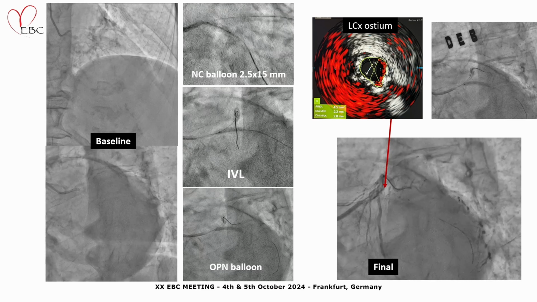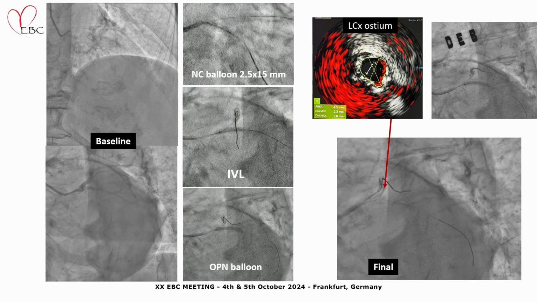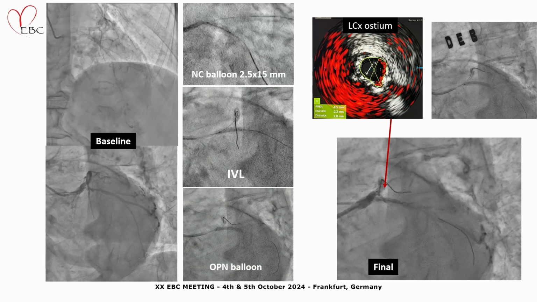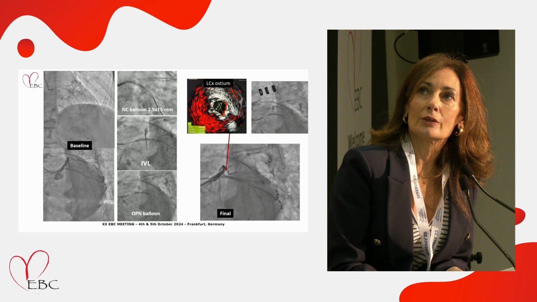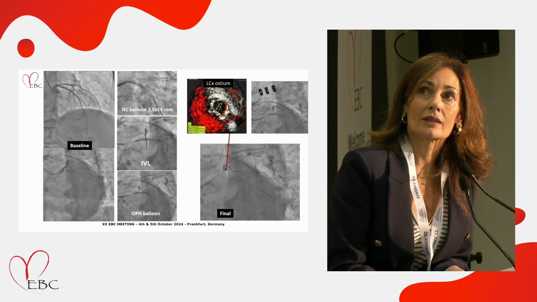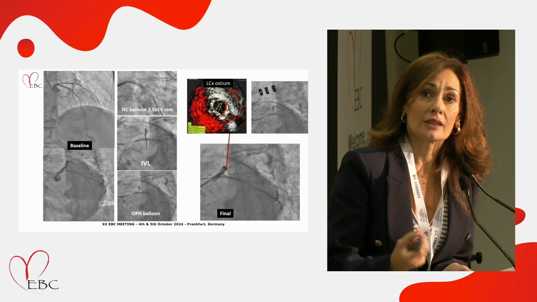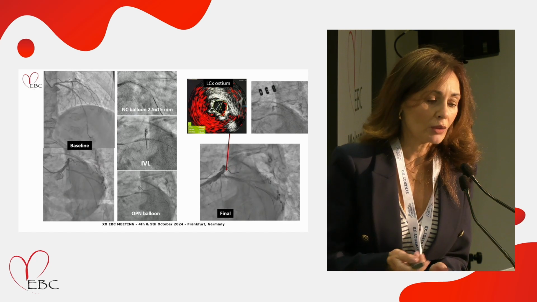After that, considering the clinical characteristics of the patient, the decision was to do an angioplasty with drug-eluting balloons. And here we can see the ostium of the circ, the area very good, considering the critical stenosis at the beginning of the procedure. So in this patient, it was a good alternative.